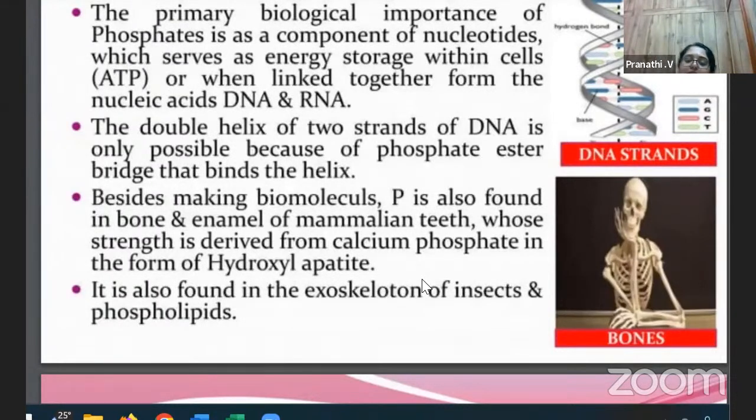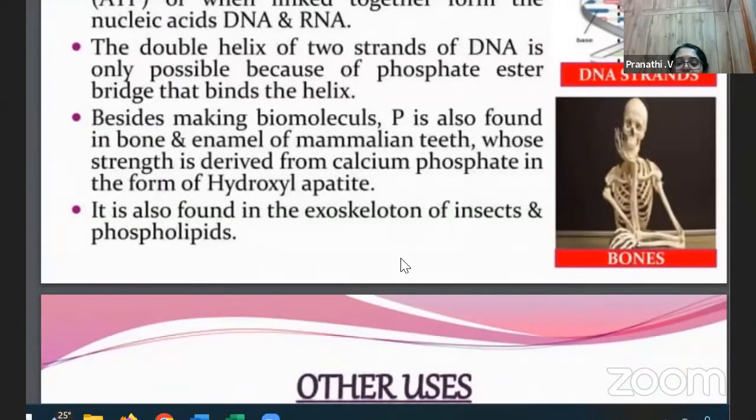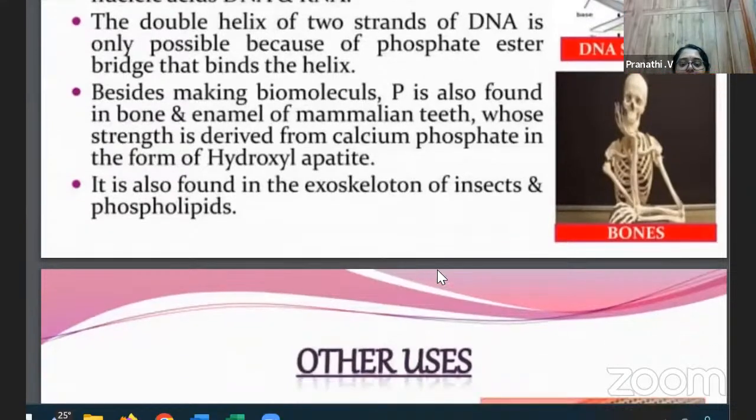Apart from this, we also have it in the enamel of our teeth, and at the same time the bones are made up of calcium phosphate, and you also need hydroxyapatite, from which you get the calcium phosphate. And it is also present in the exoskeleton of different kinds of insects, and also in the phospholipids. The phospholipid bilayer is present on every cell membrane. So you need phosphorus over there as well.